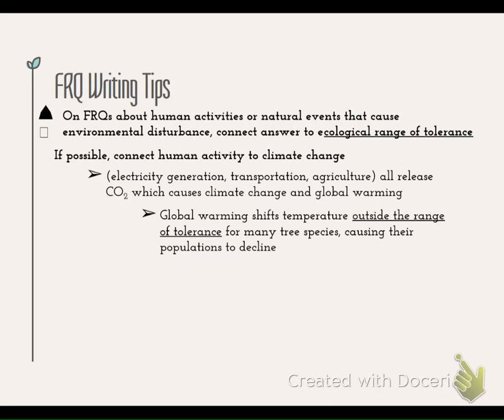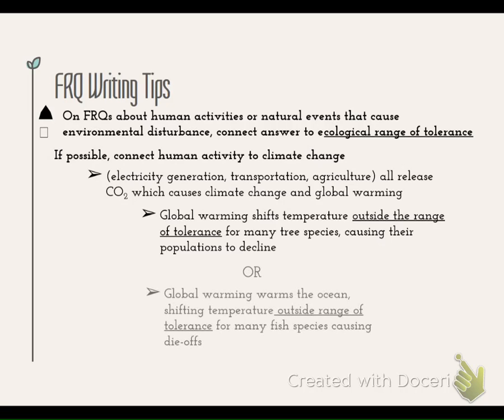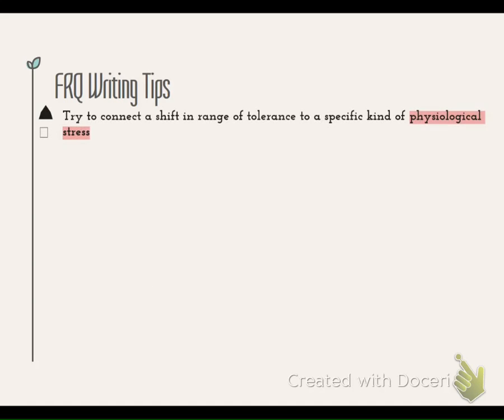One of the things you want to say, however, is that the global warming shifts the temperature outside the range of tolerance, making them much less likely to survive. Or you can say that the global warming warms the oceans, shifting the temperature outside the range, making it so fish have die-offs. Another thing you want to do is try to connect the shift to a specific physiological stress.